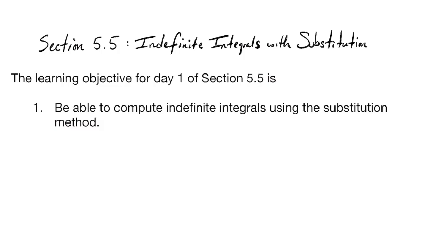In this last section of Chapter 5, we're going to talk about a technique of computing indefinite integrals, that is antiderivatives, by a method called substitution. We'll focus on indefinite integrals in this first part of it, and then we'll turn our attention towards definite integrals, that is integrals with limits of integration, in the second day.